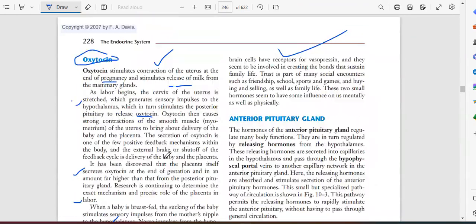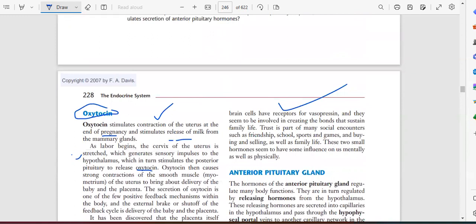Okay, tomorrow we will discuss the anterior pituitary gland. If you have any doubt, you can ask.